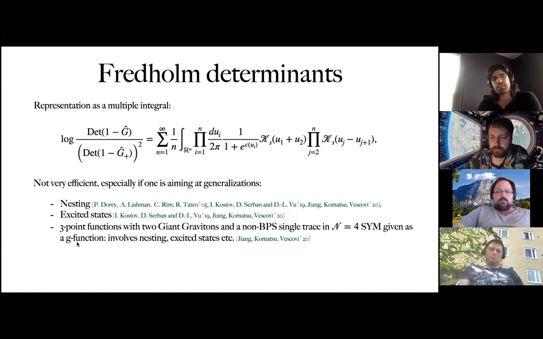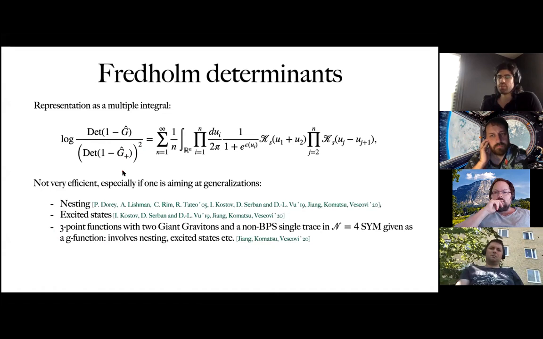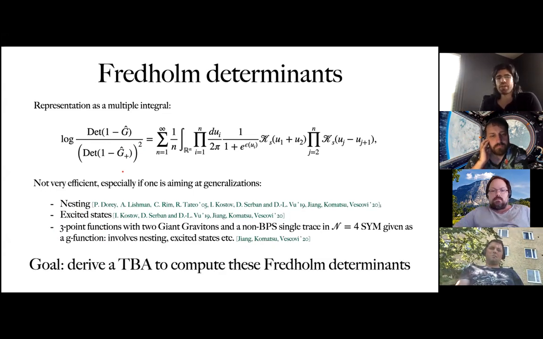And they show that this can be expressed as a G function. And the G function in that case involves nesting, excited states, every sort of complication, particularly the kernels that appear in the TBA for the spectrum problem. So that case is much, much harder. In fact, computing these Fredholm determinants is really hard. So that's why we had the goal of trying to derive some TBA that would compute these Fredholm determinants directly, and it would be a more efficient and more transparent way of dealing with this. Okay.